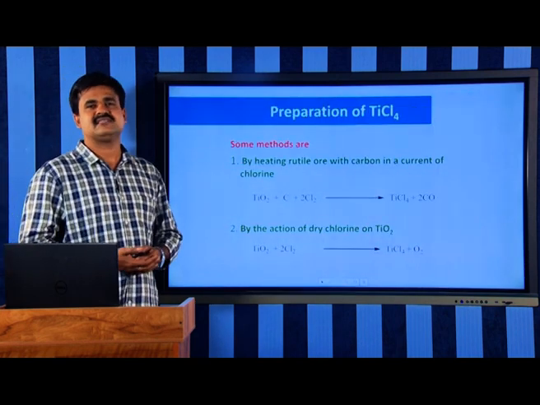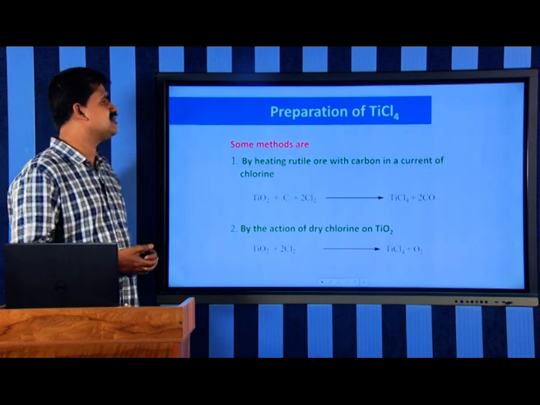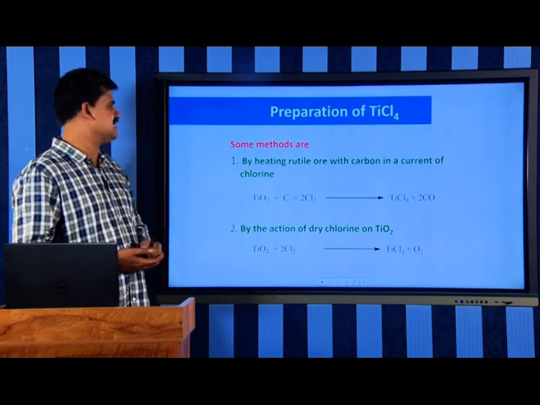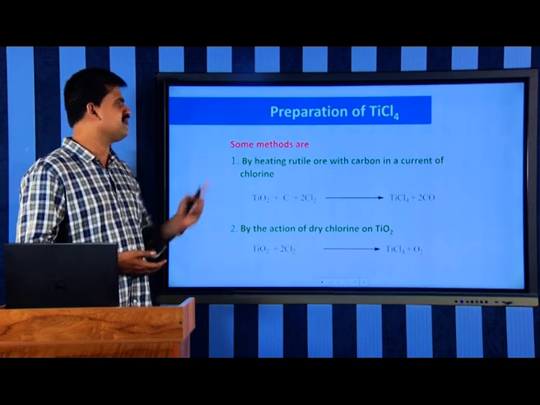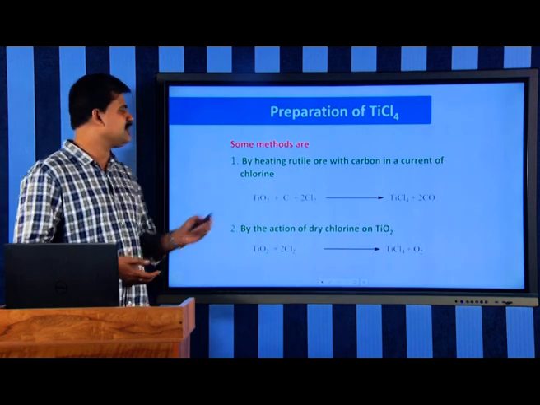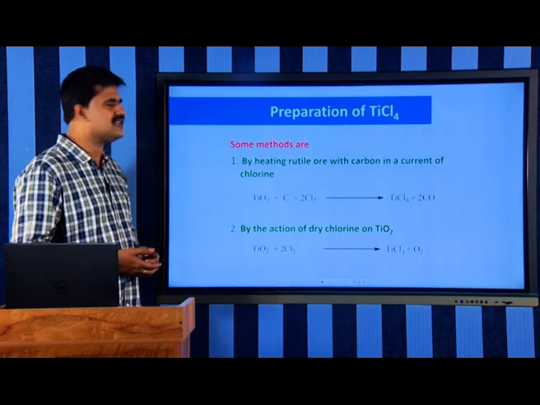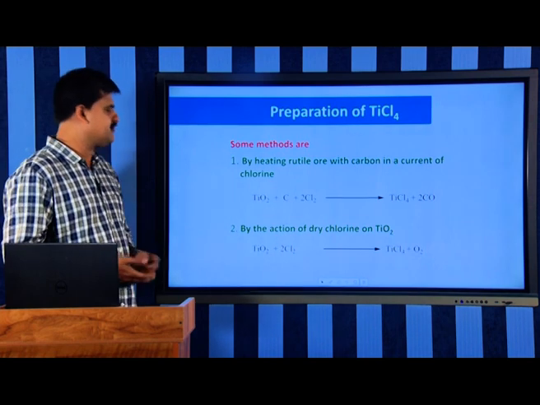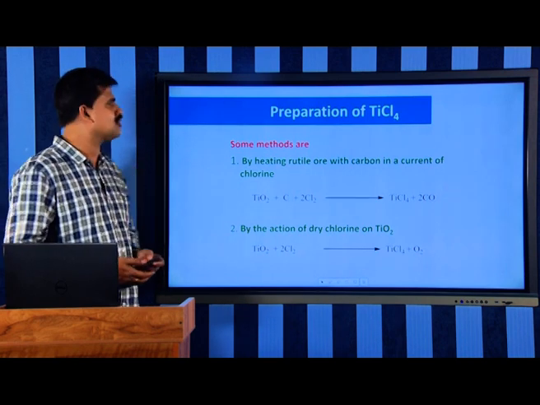Preparation of titanium tetrachloride. Several methods are available for the preparation of titanium tetrachloride. Let us see some methods. The first method, by heating rutile, that is titanium dioxide, with carbon in a current of chlorine. As per this equation, TiO2 plus carbon plus 2Cl2, you get titanium tetrachloride and the liberated gas is carbon monoxide. By the direct reaction of titanium dioxide and chlorine, we will get titanium tetrachloride.